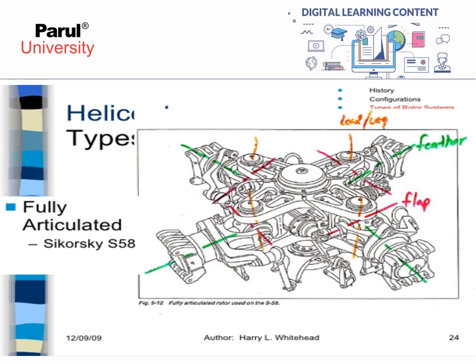Next is the fully articulated Sikorsky S58 types of main rotor systems, and we can see the fully articulated rotor used on the S53, S58. Now the orange line shows the lead and lag, the green line shows the feathering, and the red line shows the flapping. This is the direction of the flapping, feathering, and lead lag. Understood? Lead means above, further extended, and lag means behind. Feathering, flapping, we can see in this figure. Now we can go for the next slide.